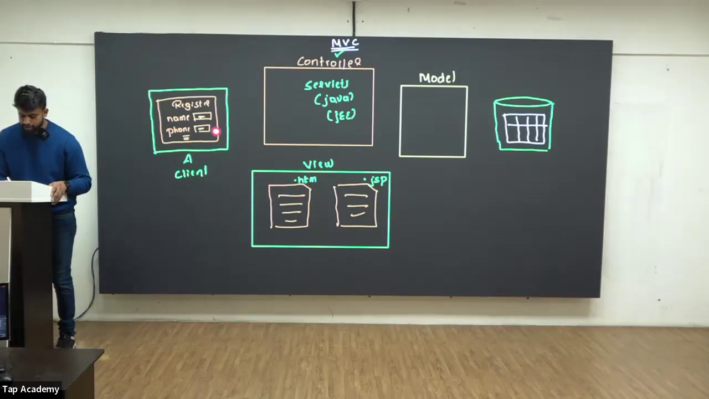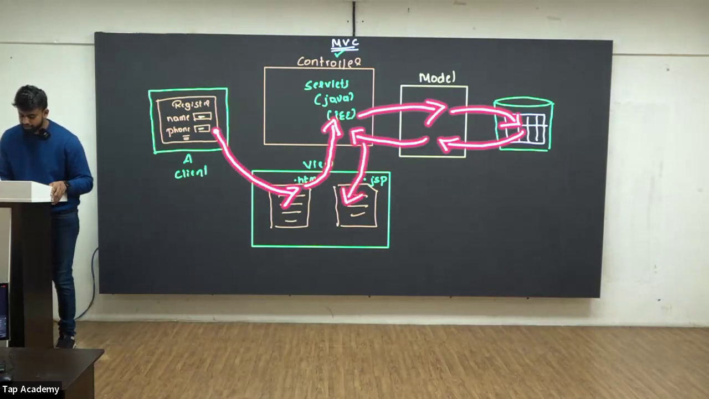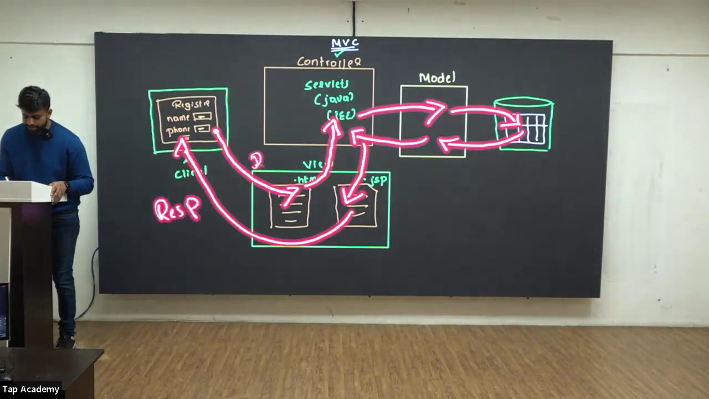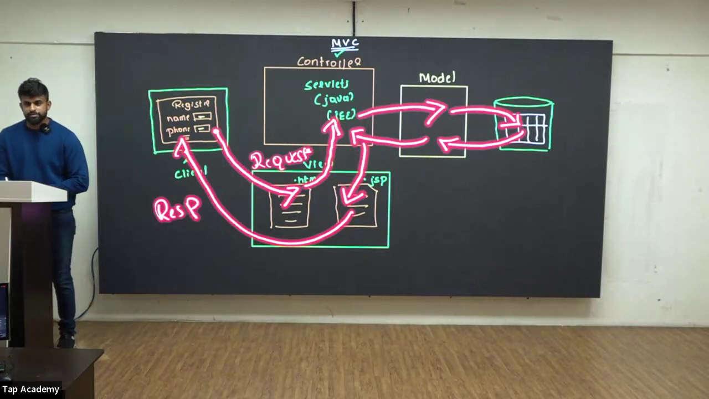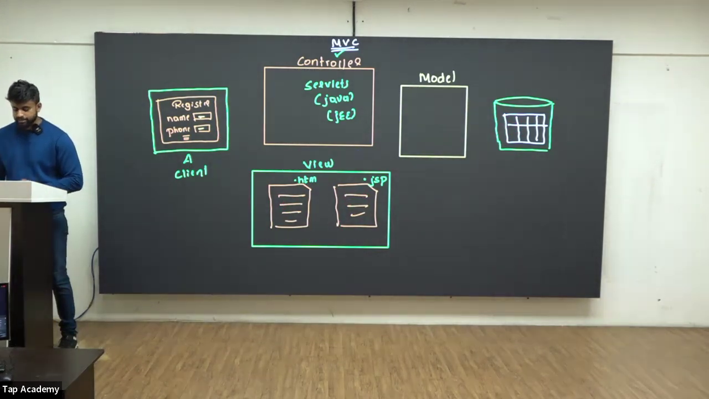When you interact, you should be interacting with the view. And view will interact with the controller. Controller will interact with model. Model will interact with database. Database will interact with the model. Model will interact with the controller. Controller will interact with the view, and view will give you the response. And this is the request. Got this much? And this we call MVC.